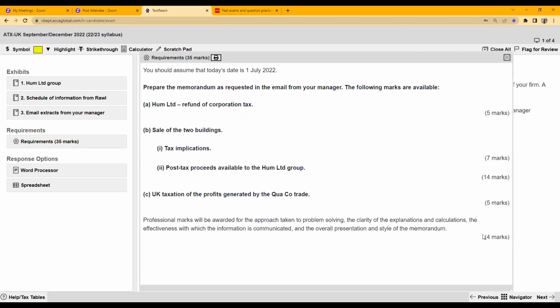What are the requirements? Prepare the memorandum. So we have to follow a report format for gaining the professional marks as well. As requested in the email from your manager, the following marks are available: A, B, and C. It means our answer to this memorandum should be divided into 3 categories: A, B, and C. As per the requirement, we shall be answering the same requirements, A, B, and C.